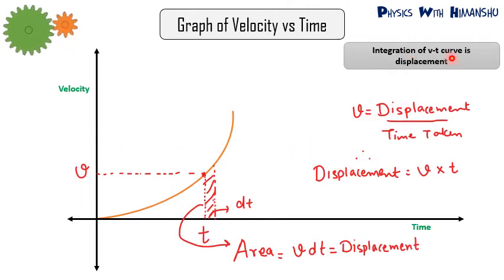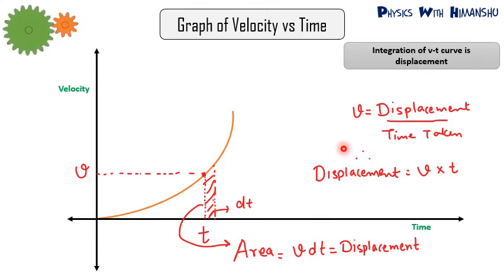Similarly, integration of VT curve is displacement. Now look how. Velocity is what? Displacement divided by time taken. So displacement will be velocity into time taken. Suppose in a VT curve, at time t, velocity is v. So the area of the small rectangle, the red line rectangle, will be v into dt, because length is v and breadth is dt. So v into dt is equal to displacement. If you integrate this area, you will find displacement. So slope of VT curve is acceleration and integration of VT curve is displacement.